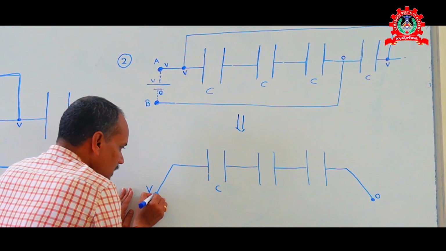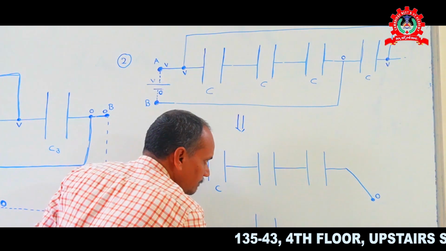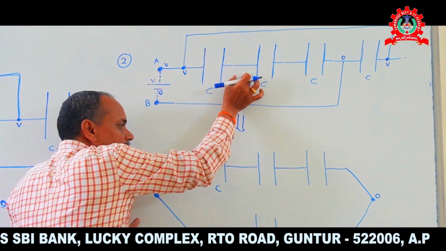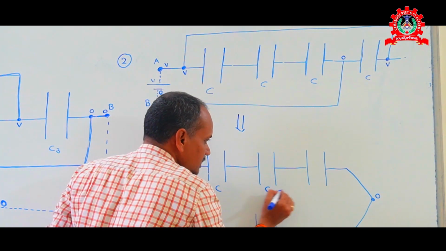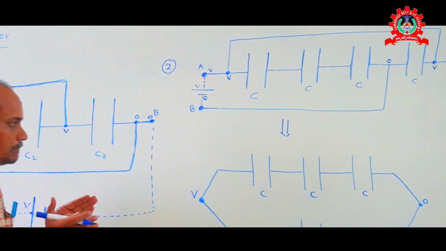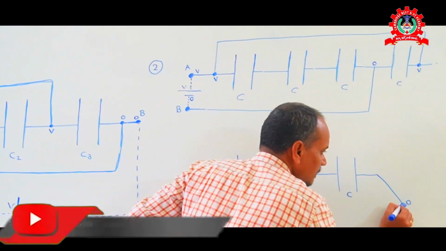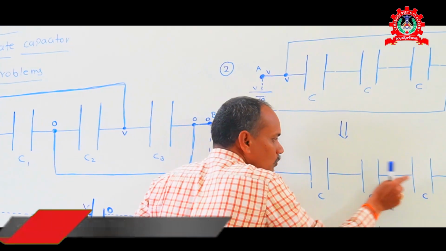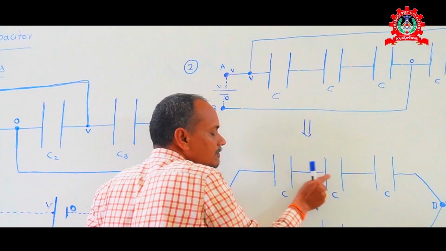Now we can connect one more capacitor like this, so that the same diagram is redrawn like this. This is C, this is C, this is also C. Here the potential is V and here the potential is 0, so these three are now connected in series. So what is the equivalent capacitance of this?